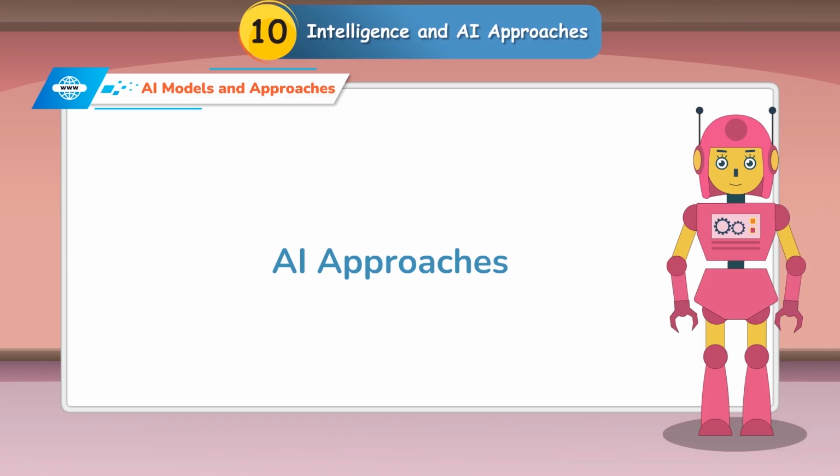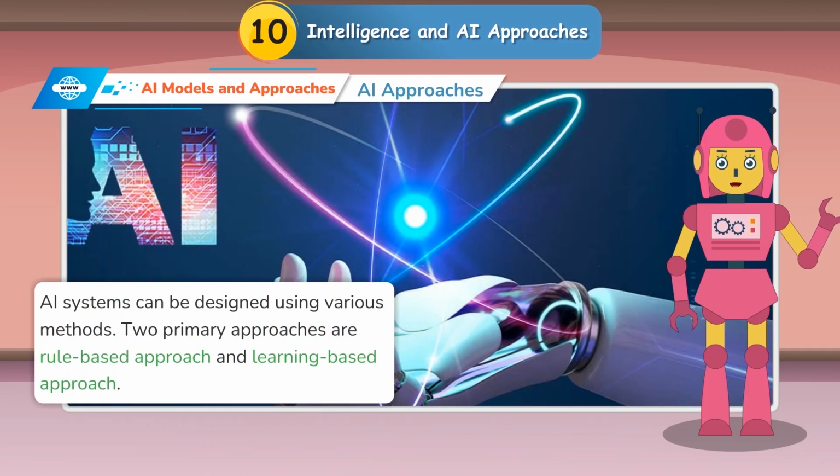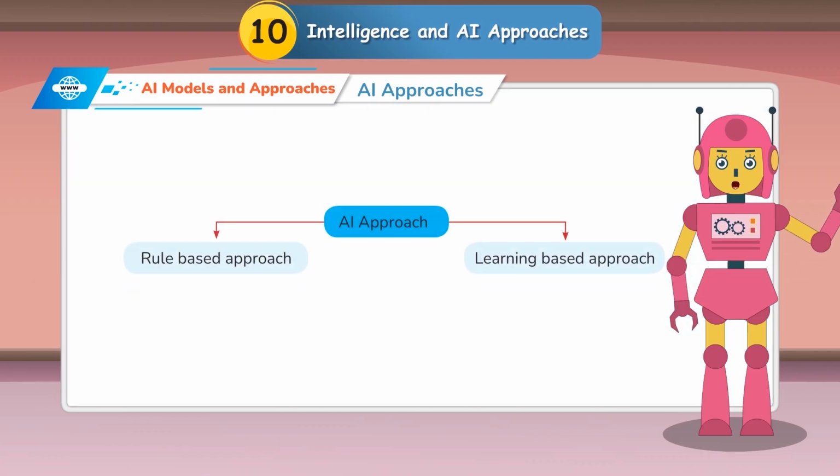AI approaches. AI systems can be designed using various methods. Two primary approaches are rule-based approach and learning-based approach.